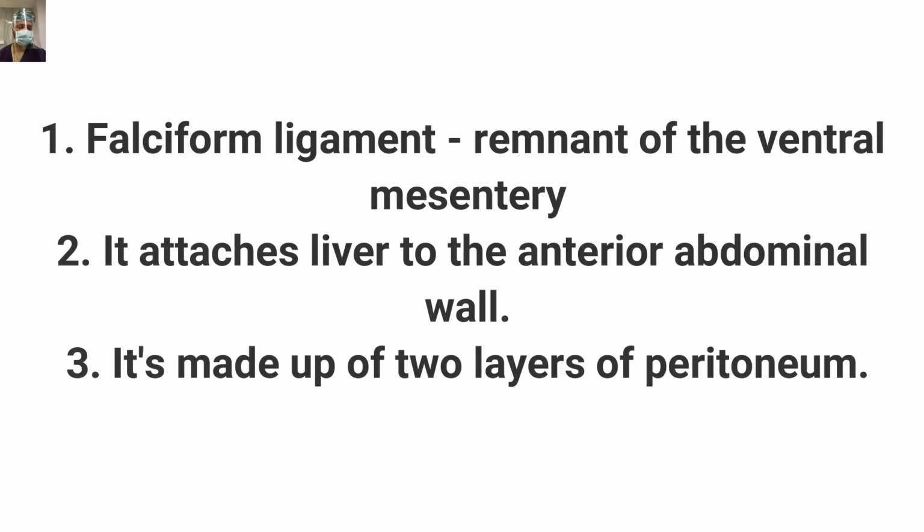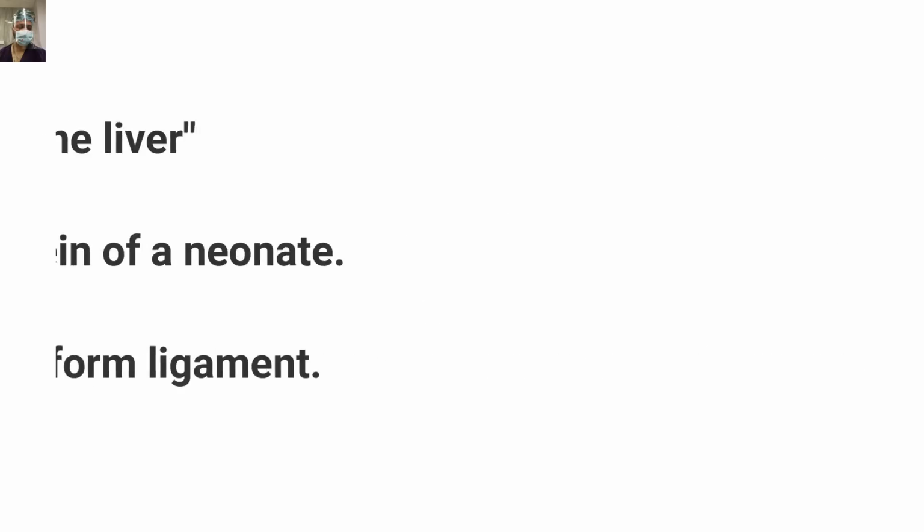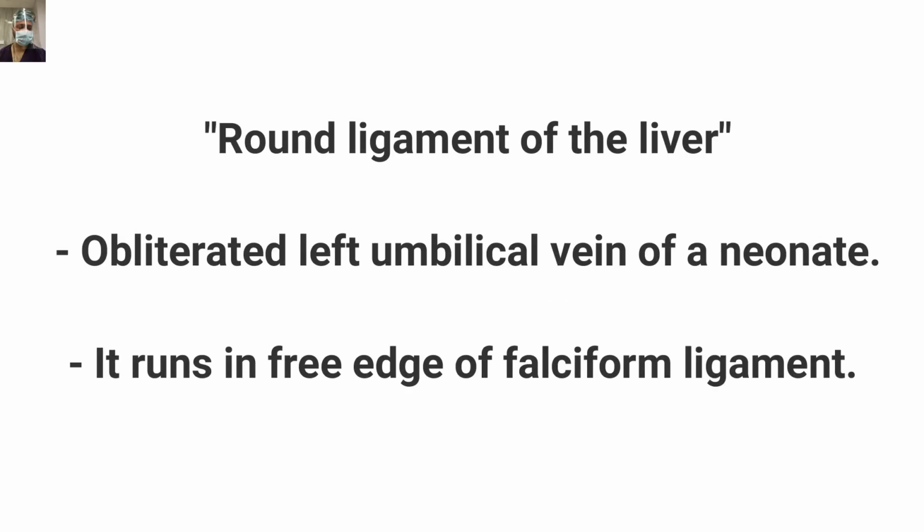ligament. Basically, the falciparum ligament is a remnant of the ventral mesentery. It attaches the liver to the anterior abdominal wall, and it is made of two layers of peritoneum where it reflects on the falciparum ligament. Another term the trainees have to understand is the round ligament of the liver. It is the obliterated left umbilical vein of the neonate. It is part of the fetal circulation which bypasses the blood, and it runs in the free edge of the falciparum ligament.